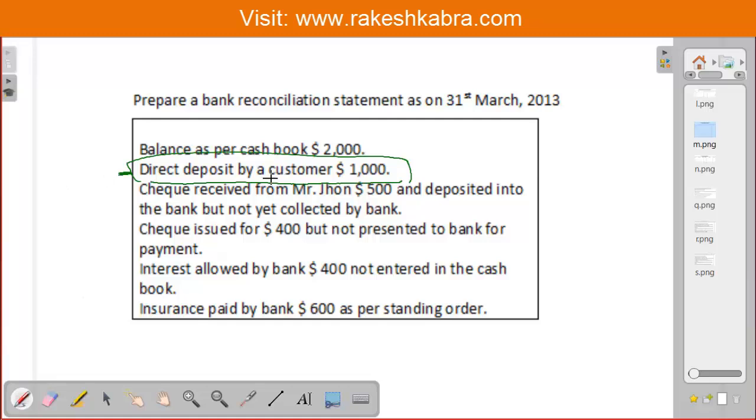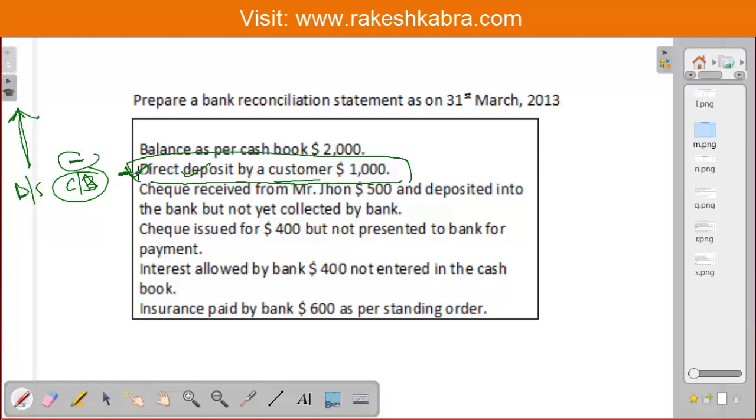When a customer deposits the amount $1000 in my account directly, what will happen? The bank statement balance will increase, na, and we didn't record this transaction in the cash book because we don't know that the customer has done this. So that's why we didn't record this transaction in the cash book. So my cash book balance is as it is, na. There is no change in the balance in the cash book. Cash book balance remains the same, and bank statement balance increased.